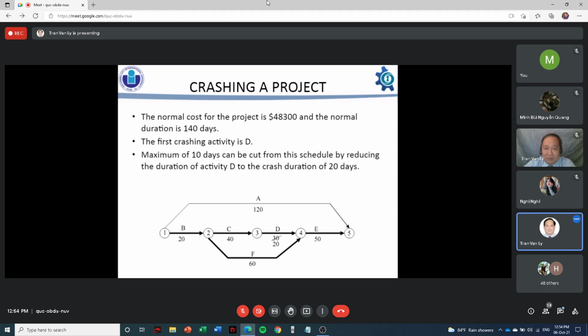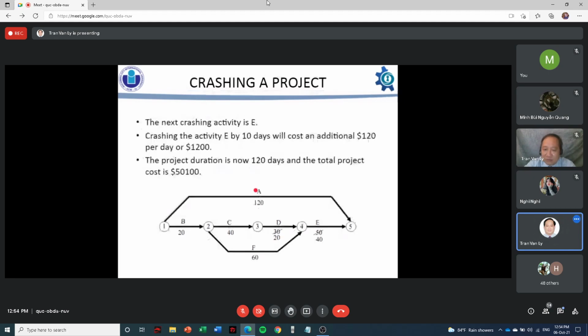Expectations or requirement. Requirement might be within the budget. They have, for example, 5,000 additional cost for you to crash. So with that, we identify, crash the activity. Then the next smallest slope.